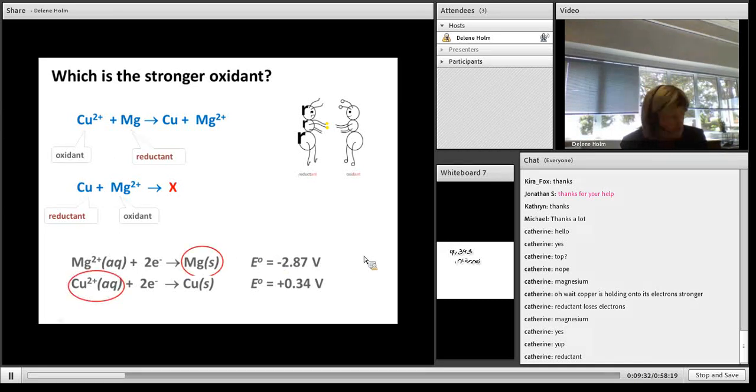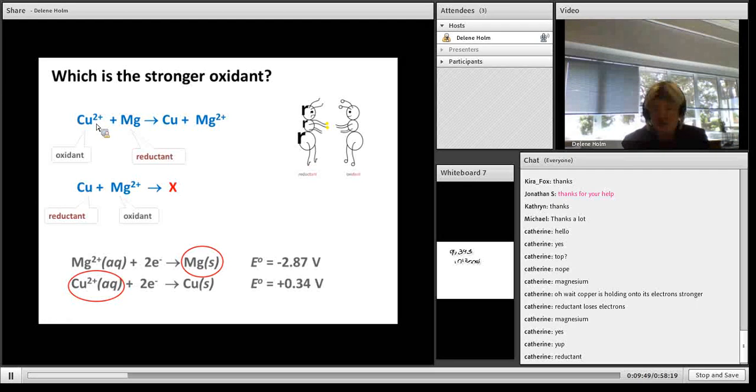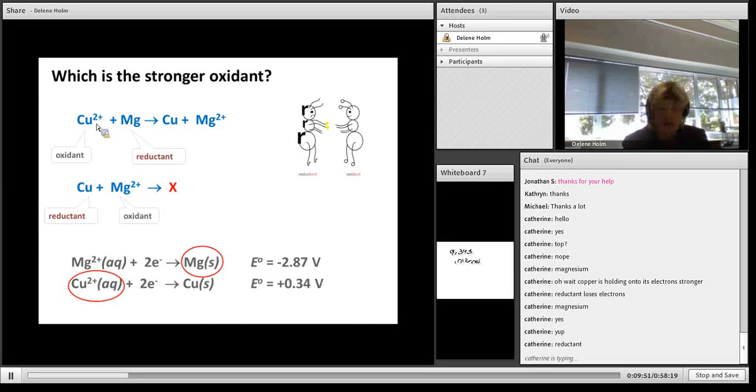Before I go into the next page, if copper ions is a weaker reductant, can you see it'll be a stronger oxidant? It's the opposite. Weaker, stronger, oxidants and reductants. And do you notice when we write these reduction half equations, we always have the one reactant on the right-hand side of the equation, and the other one on the left-hand side, if we write them as reduction half reactions.